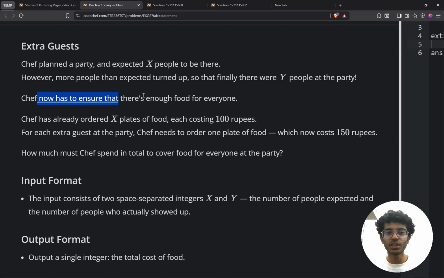Now Chef has to ensure that there's enough food for everyone. Chef has already ordered X plates of food, where each plate costs 100 rupees. And for each extra guest at the party, Chef needs to order one more plate of food, which now costs 150 rupees.